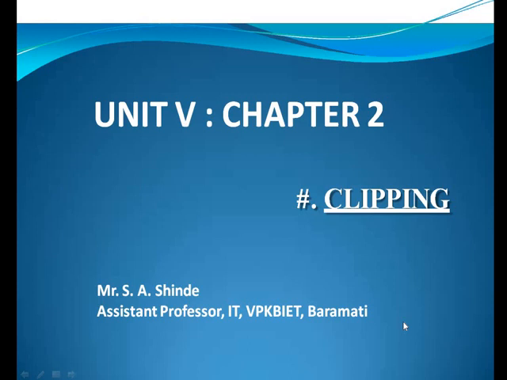Now today the agenda is clipping, which is the second chapter in the fifth unit of computer graphics. In the first chapter we talked about segmentation. Now this is the second chapter, which talks about clipping.